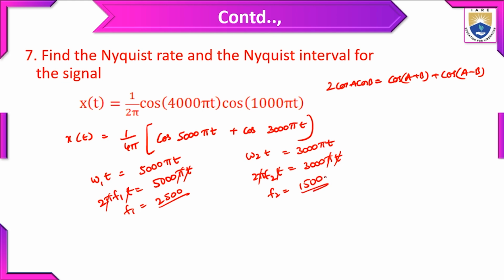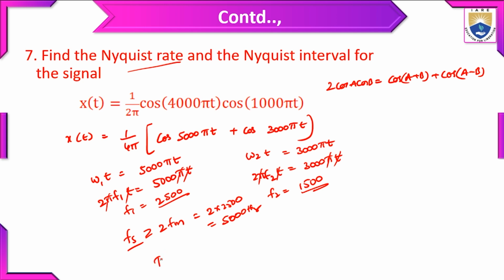f2 is 1500. So what do they ask? Nyquist rate. So what is the formula? Fs greater than or equal to 2 fm. So here two message signals are there. Which one are you going to choose? Similarly, the maximum one. Already you know that you choose the maximum one. So that is equal to 2 into 2500, then it is 5000 Hz. So this is the Nyquist rate or sampling frequency.